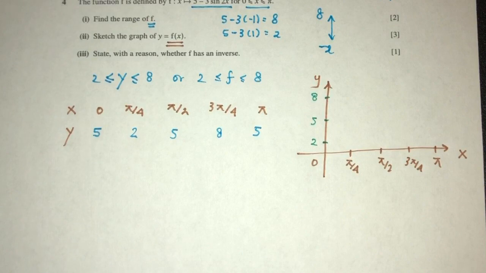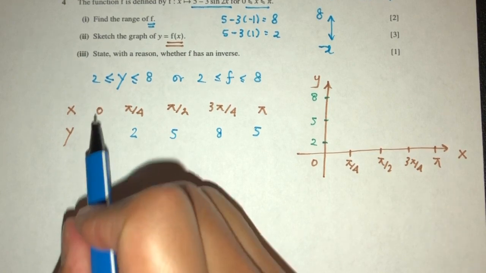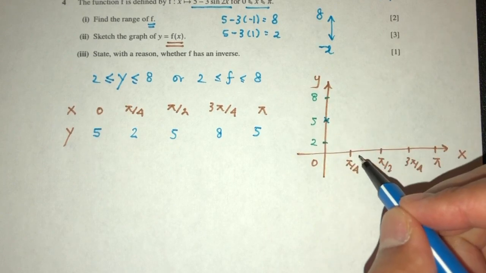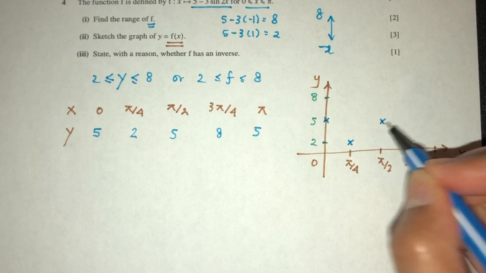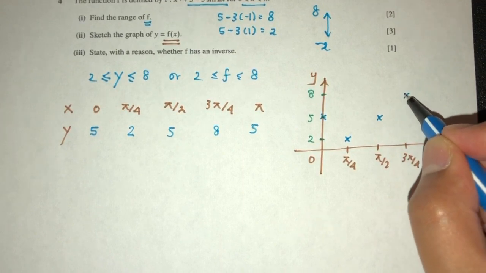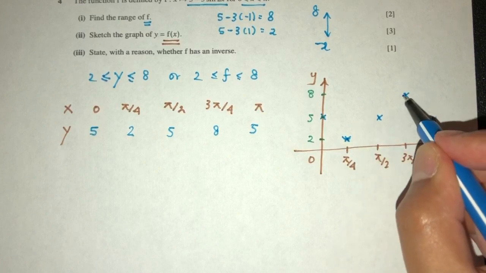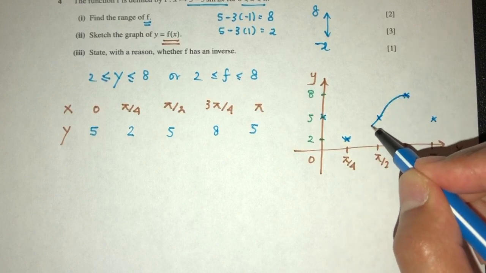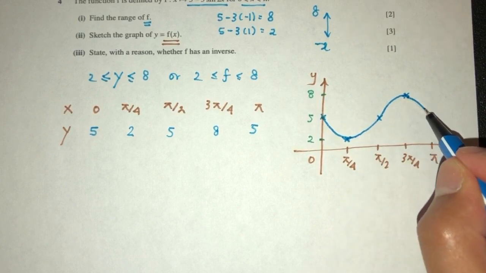Again, this is something you have to use a ruler and use a pencil so that you can sketch the smooth curve, right? The first point is 0, 5 should be here. Then this will be 2, should be here. 5 again, that should be here, and that should be 8. And that should be 5. Shape is something like this. Bam, and then curve here, and then something like this.